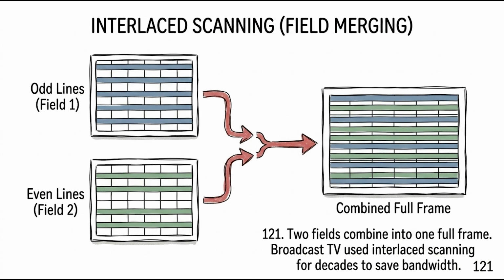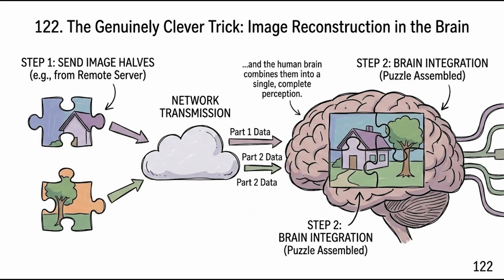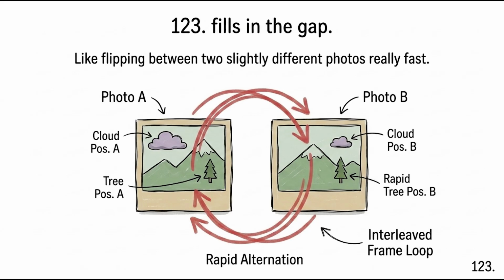Broadcast TV used interlaced scanning for decades to save bandwidth. It was a genuinely clever trick. Send half the picture, then the other half, and the human brain fills in the gap. Like flipping between 2 slightly different photos really fast.